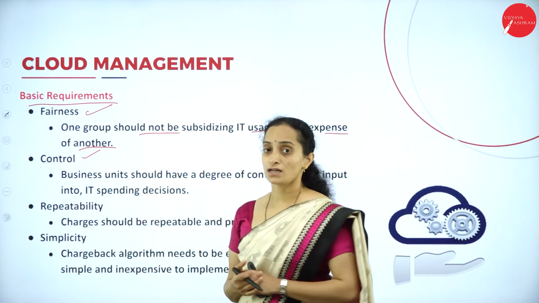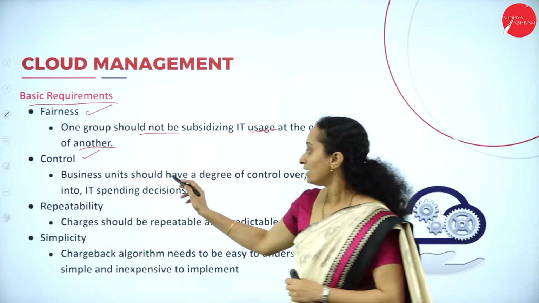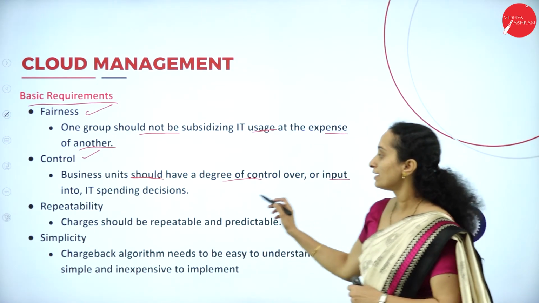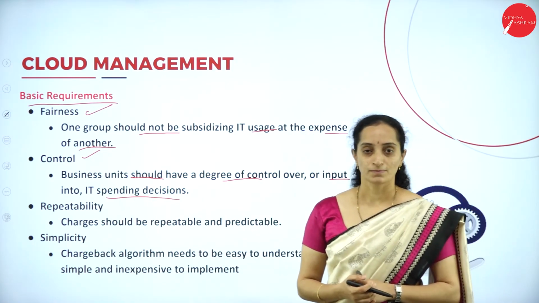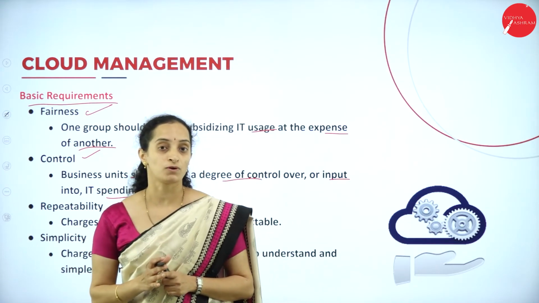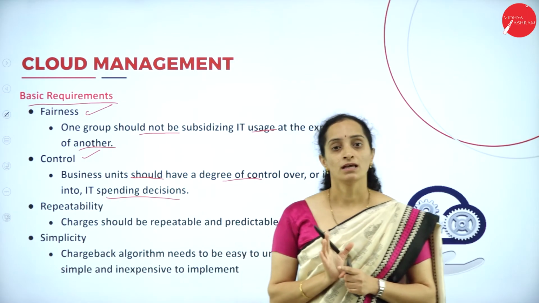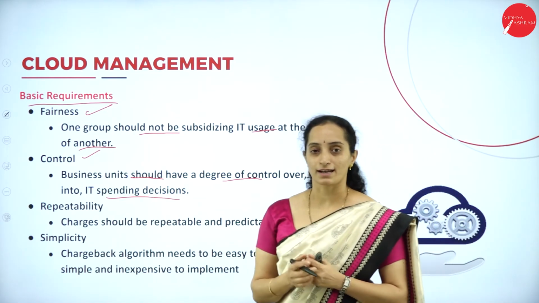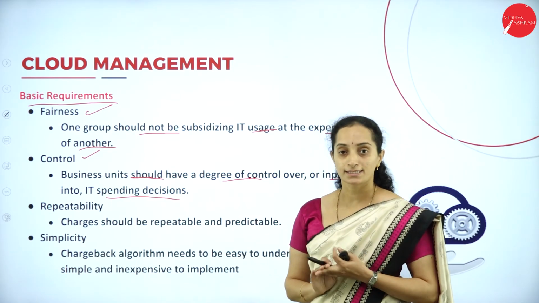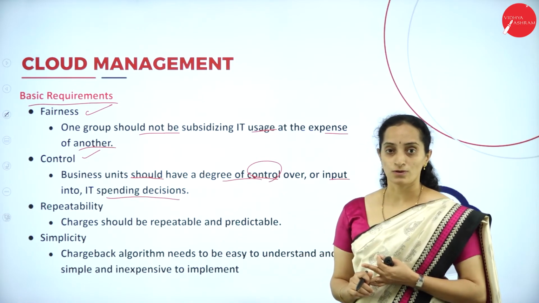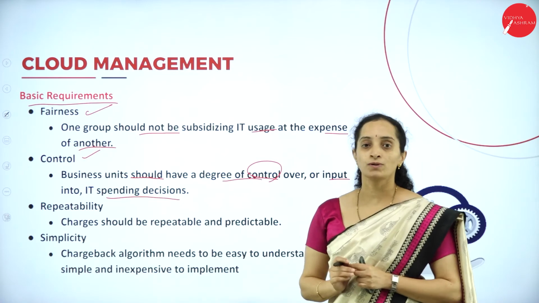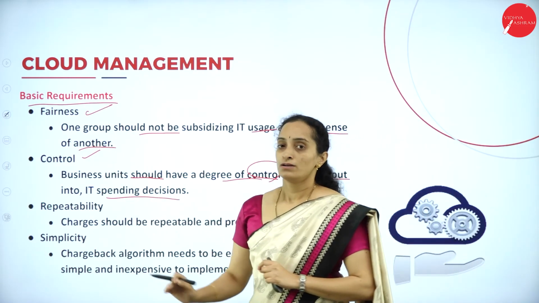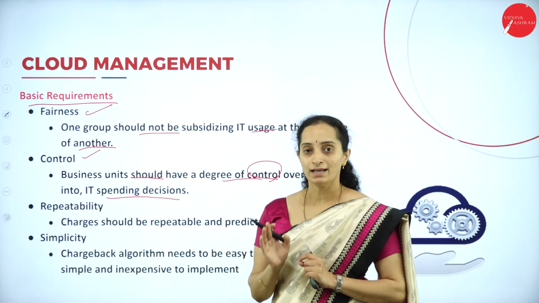Another is control. This parameter says the business units should have a degree of control. They must control the IT spending decisions. So, there will be a person responsible for deciding how much must be spent on IT, that is, information technology infrastructure, like hardware, software or any other service. There must be some sort of control by the management over the expenditure of IT over a period of time. So, you have to control the cost of IT in an enterprise.